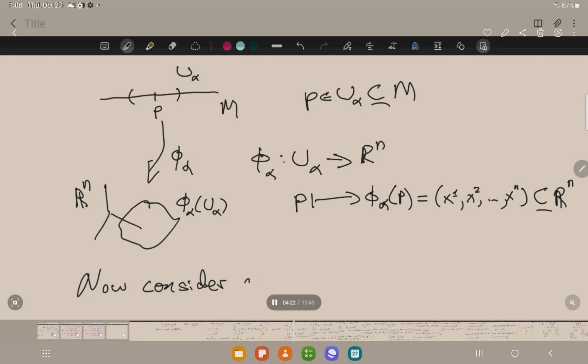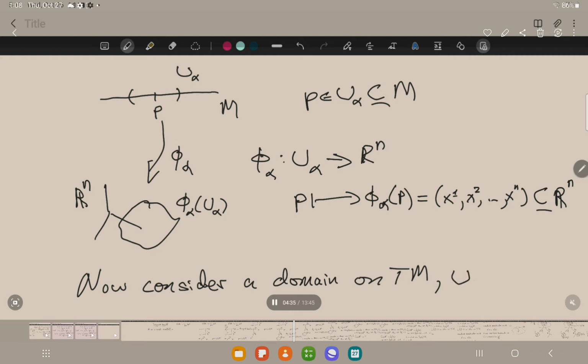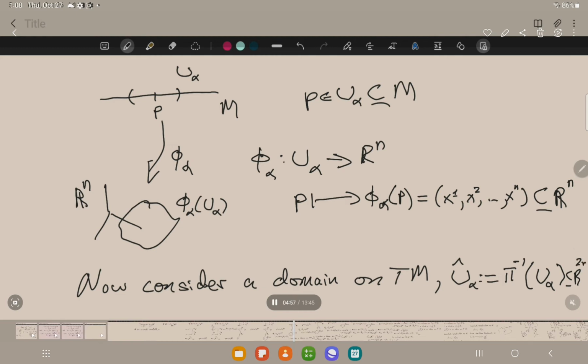So now we consider the domain on the tangent bundle, which is the inverse projection map of the open set U alpha. We let U alpha hat equal the inverse projection of U alpha. Basically, U alpha hat is an open set in the tangent bundle, and U alpha is an open set in the manifold M.